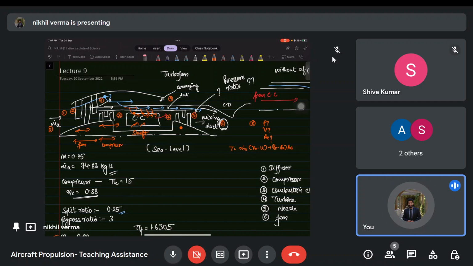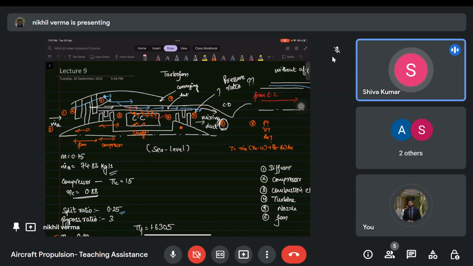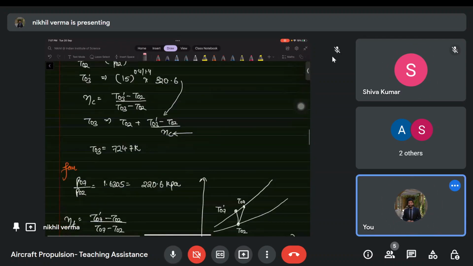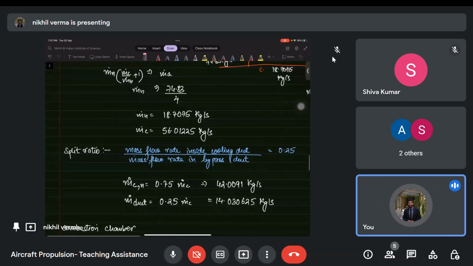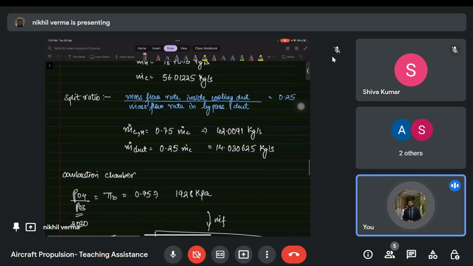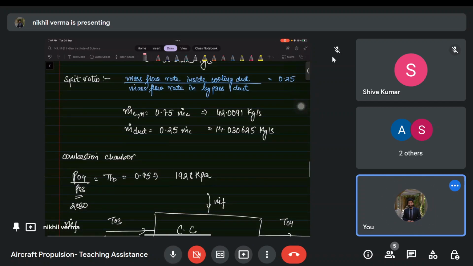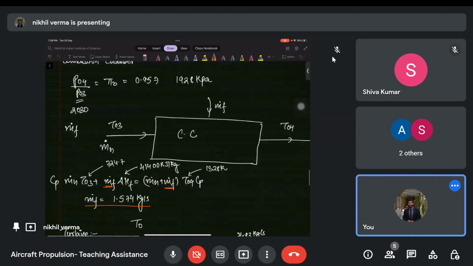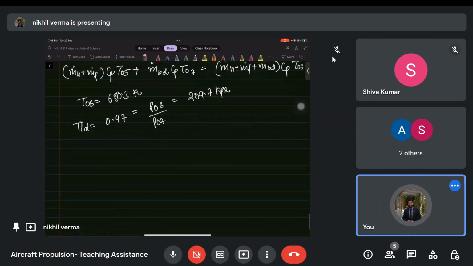In this analysis, we have not assumed that a small part is getting bled, because the calculation would have been more tedious. The main purpose is cooling, so a small 0.25 times of the cold stream is taken into account. You can see the magnitude of this: 14 kg out of this 56 kg is used for cooling. Okay, so let us move ahead.